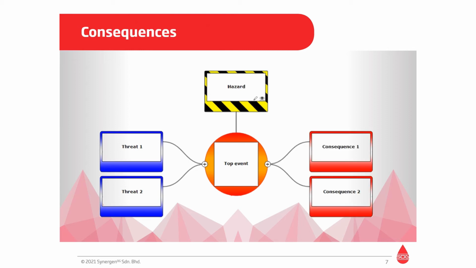On the right-hand side are the consequences. These are the unwanted events resulting from the release of a hazard, for example, fatalities, injuries, equipment damage, environmental damage, or reputation damage. This is the basic framework of a bow tie diagram. You can do a sense check by asking, do these threats trigger the top event? And does this top event result in any of the consequences?